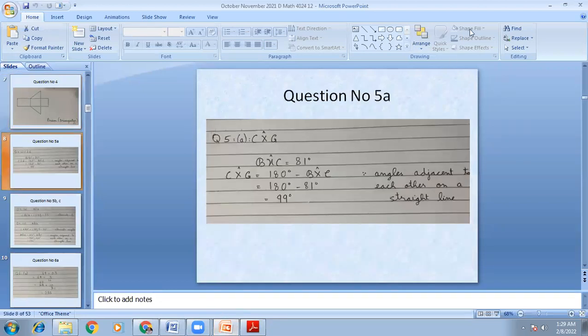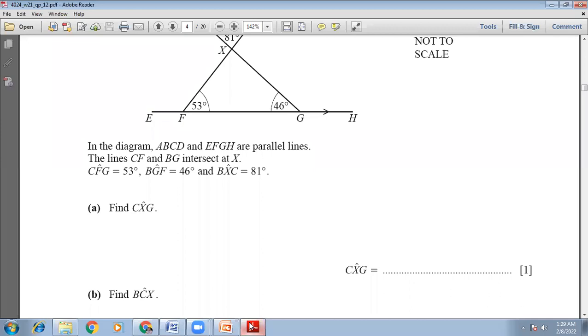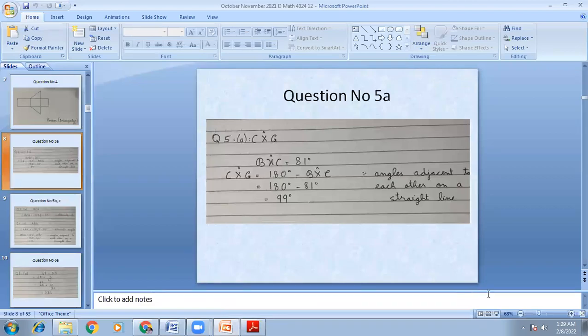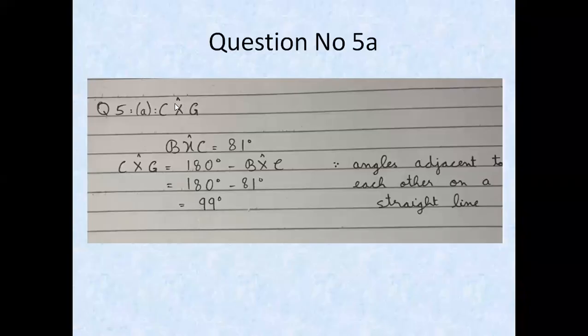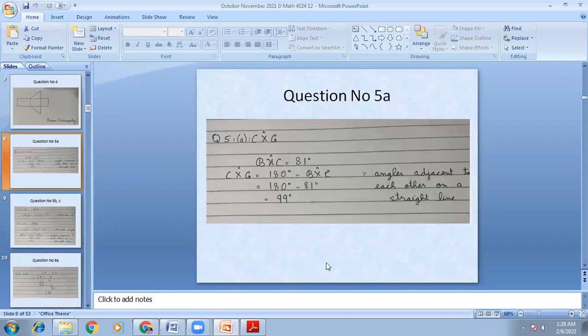So I can easily tell you this will be 180 minus 81. Let me show you. The name will be CXG. Because the BXC is 81, CXG will be equal to 180 minus BXC, and 180 minus 81, that will be 99. Angles adjacent to each other on a straight line. That's the reason. Hope you understand.